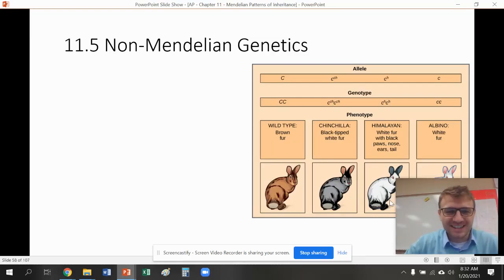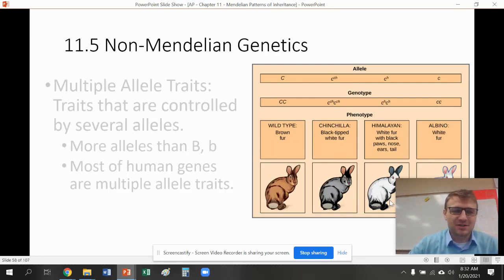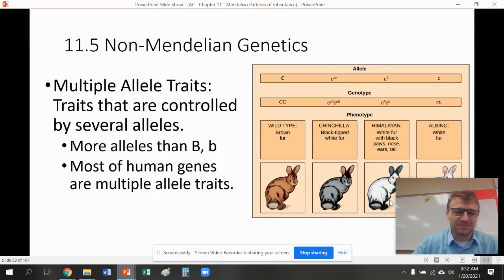Now the fun begins. 11.5 starts a section called Non-Mendelian Genetics. Everything up until this point, up until 11.4, we've really been talking about Mendelian genetics. Mendelian genetics are very easy. They follow very simple rules, and if we talk about Mendel and how he chose the pea plant, he actually got kind of lucky. Pea plants really only have one of two phenotypes, and they're genetically really easy to observe and to get data from.